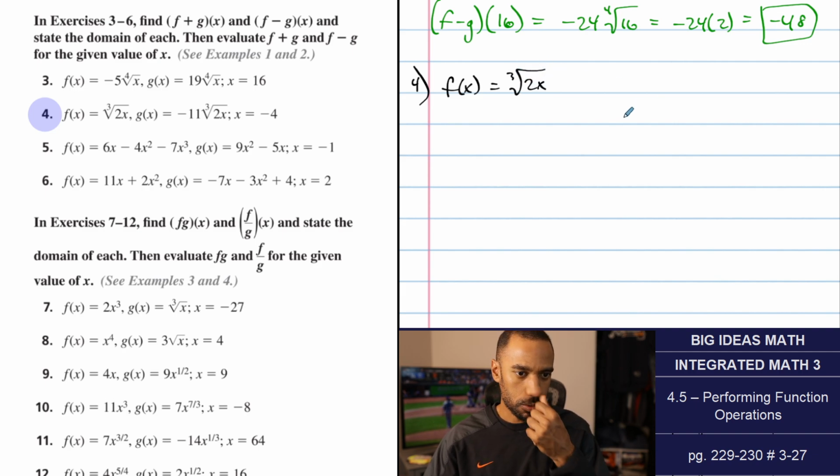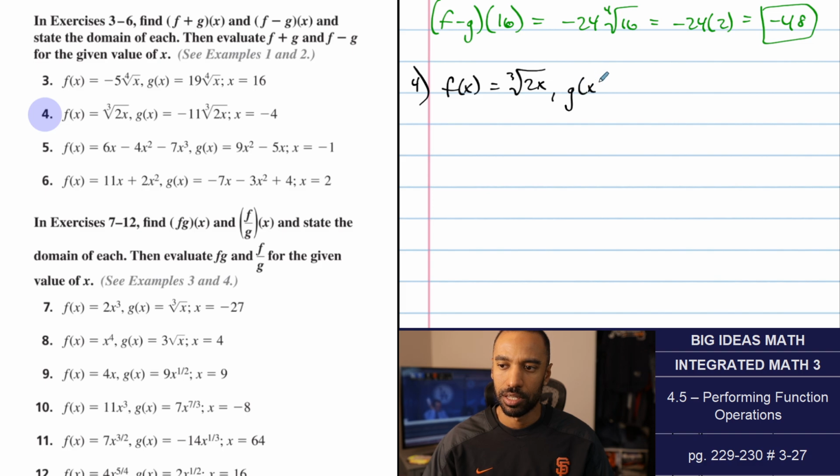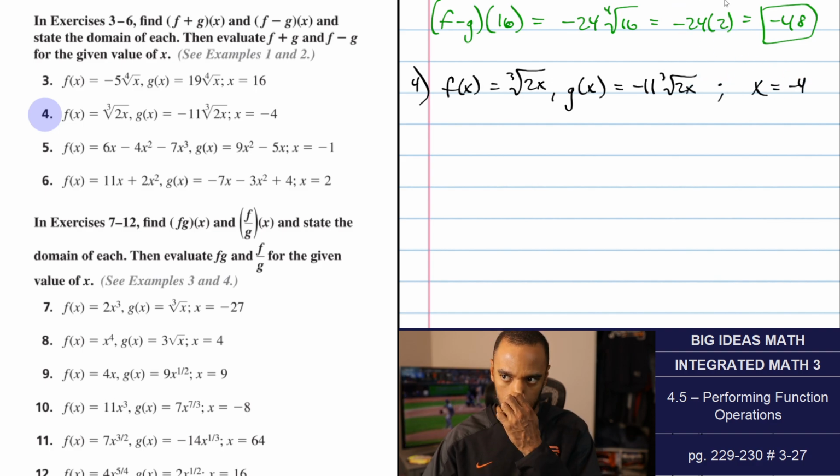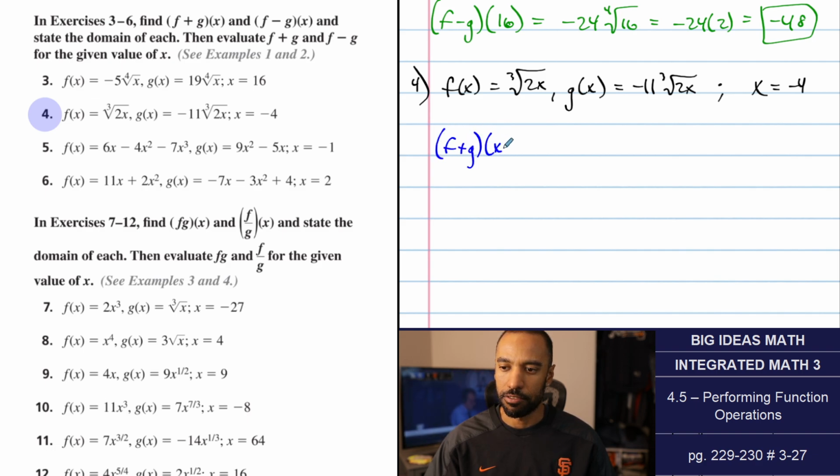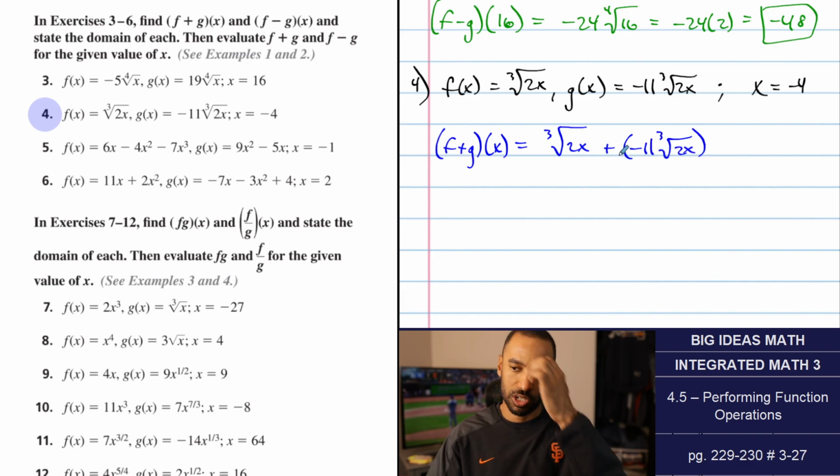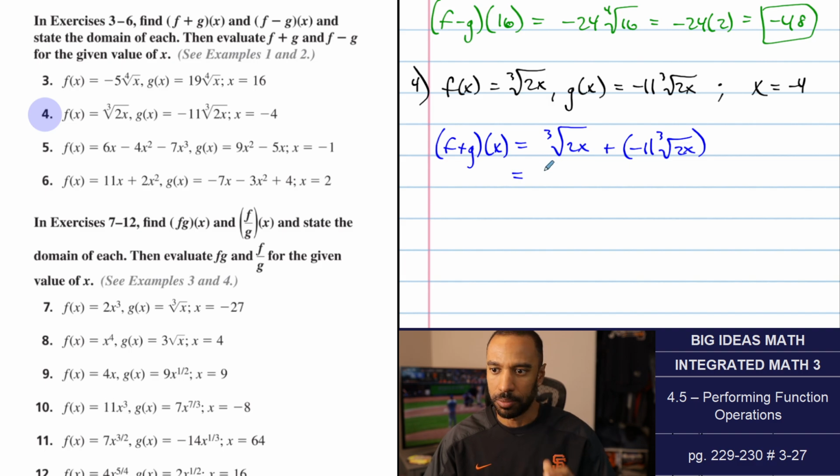F of x equals cube root of 2x. G of x equals negative 11 times the cube root of 2x. And we're going to be substituting negative 4 for x. Now, f plus g of x, if you saw number 3, does mean f of x plus g of x. So we're going to be doing cube root of 2x plus negative 11 times cube root of 2x. So it is still addition, right? It becomes a subtraction ultimately.